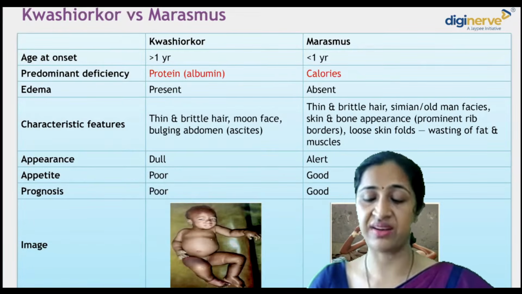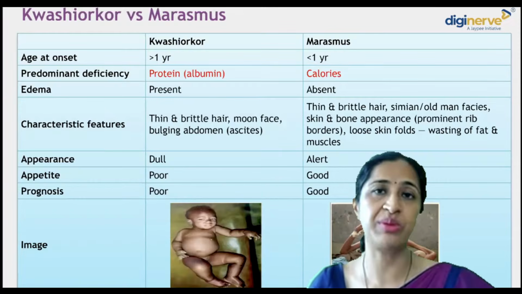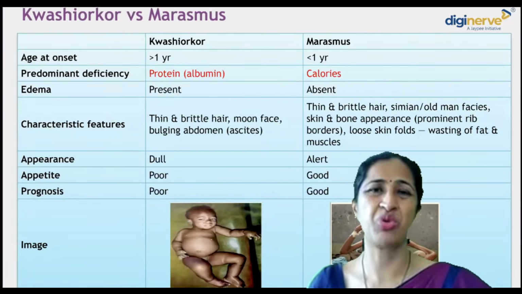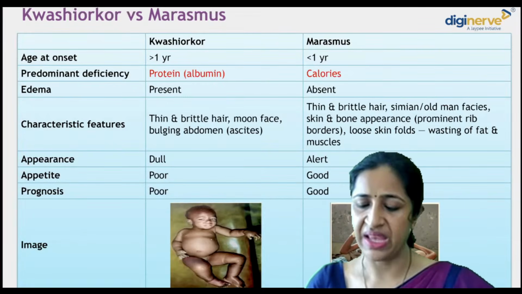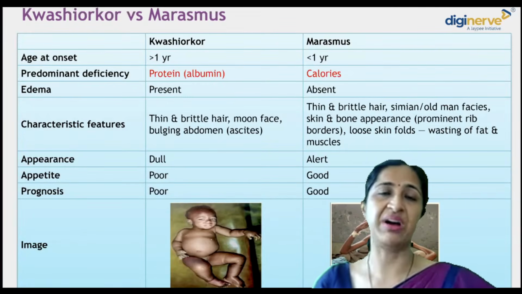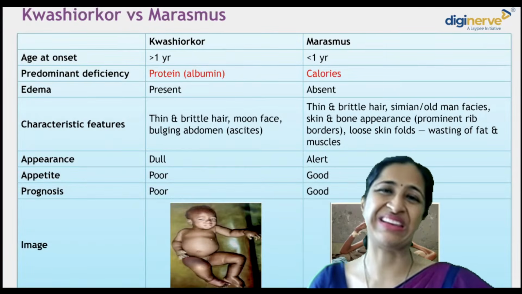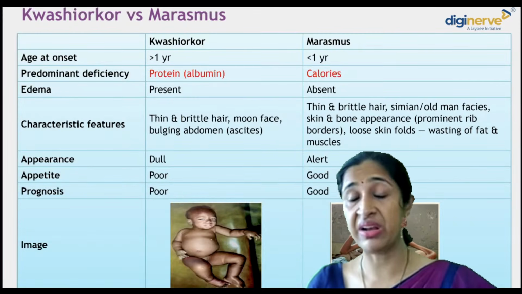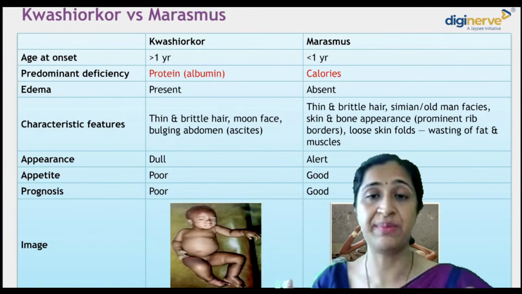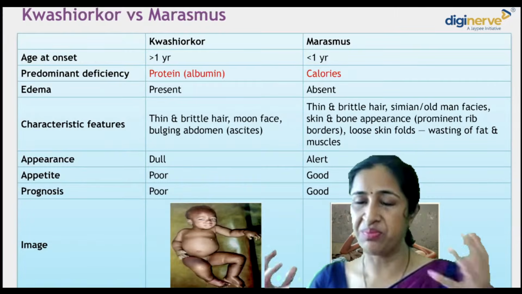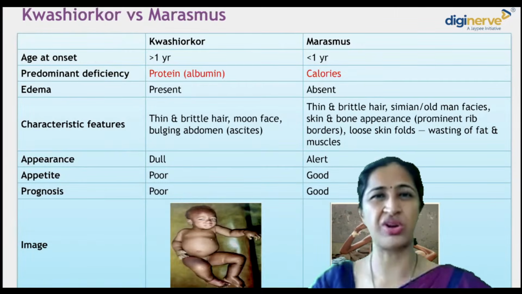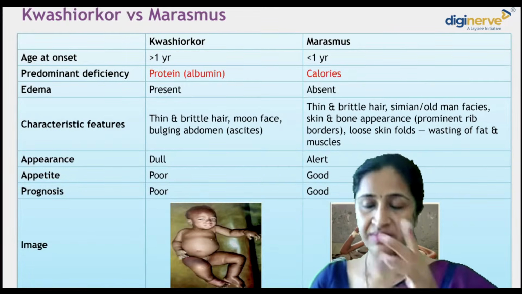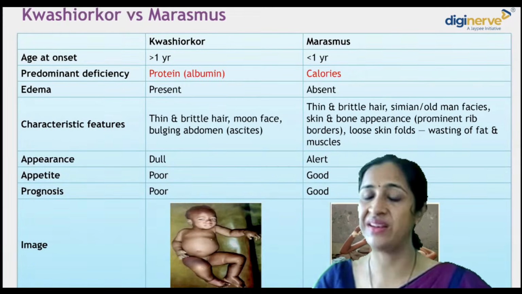Edema is there in Kwashiorkor because of hypoalbuminemia, where the protein which maintains the plasma oncotic pressure is low. In marasmus, essentially both are very much less, so there is no edema. Here you have moon face, edema, bulging abdomen, apathetic, cranky, irritable, dull child. Thin, brittle hair, monkey or old man face, that's a simian face, skin and bones appearance, buttock folds all are lost, all that is wasting. That is marasmus. And the dull child, Kwashiorkor, apathetic, mental features are more.